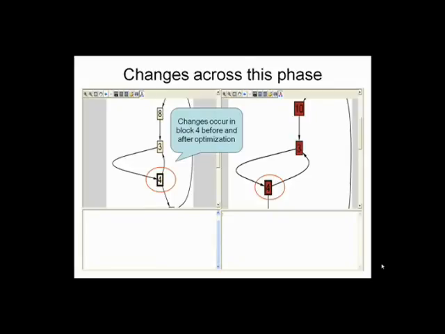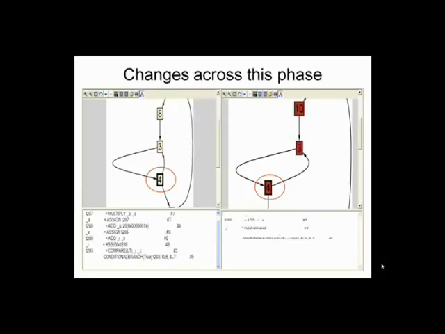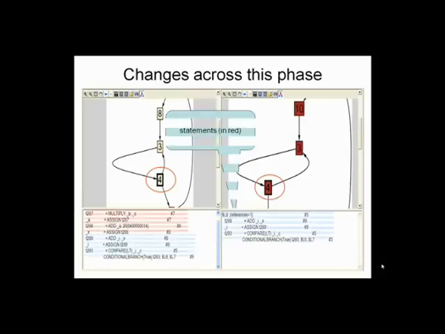We see that the block 4 has been highlighted after the phase, so there must be a change in this block. Clicking on the block 4 in both the flow graphs shows the corresponding code in the code window. Observe that the statements marked in red in the left window are not present in the right window. Also note that these are loop invariant statements. Thus we see that the loop invariant statements have been moved from block 4.